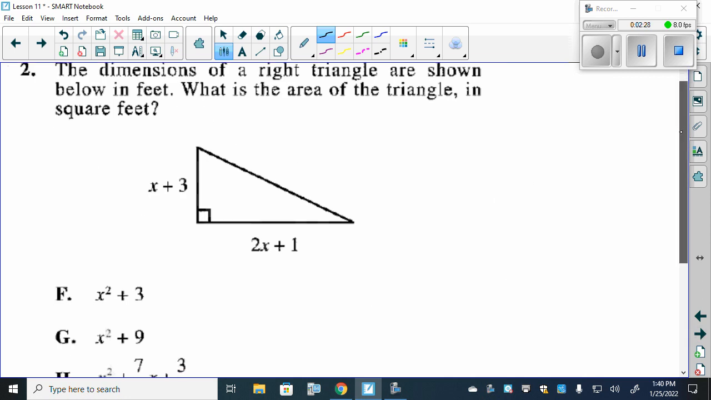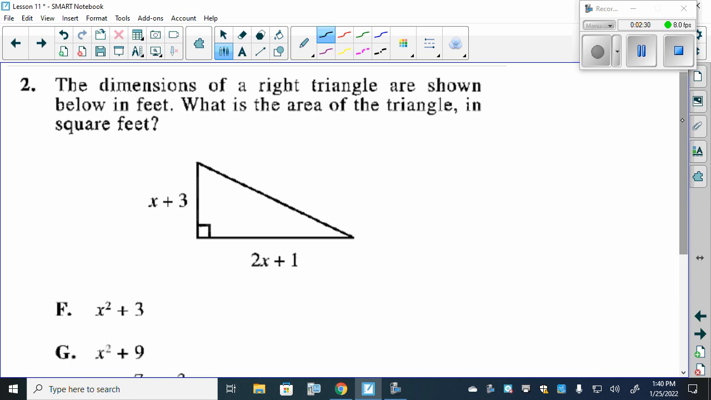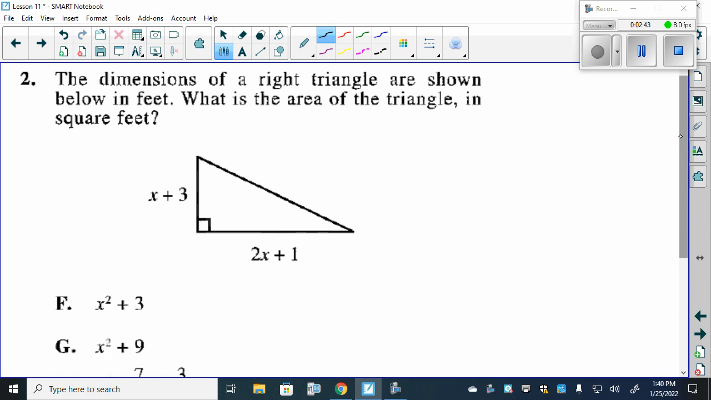So we're going to look through some of the example problems. I have 4 that I picked out that I want to do with y'all. We'll do one more that I'll let y'all pick out of the group, and then I'll have y'all do the exit ticket. Now, the first one I want to look at is number 2 in the note sheet. The dimensions of a right triangle are shown below in feet. What is the area of the triangle in square feet?